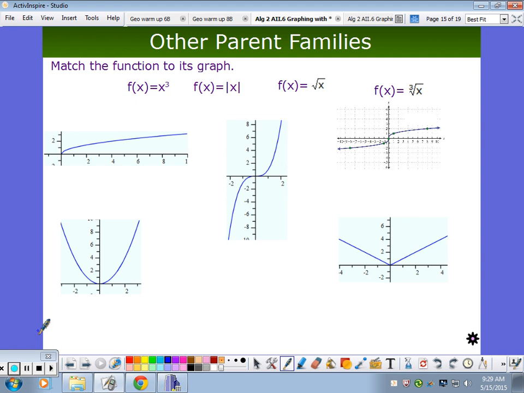Okay, this is not on here. We're just going to do this little exercise. Just to review, we had some new functions. So let's see if we can match these. We have some new things that we looked at.